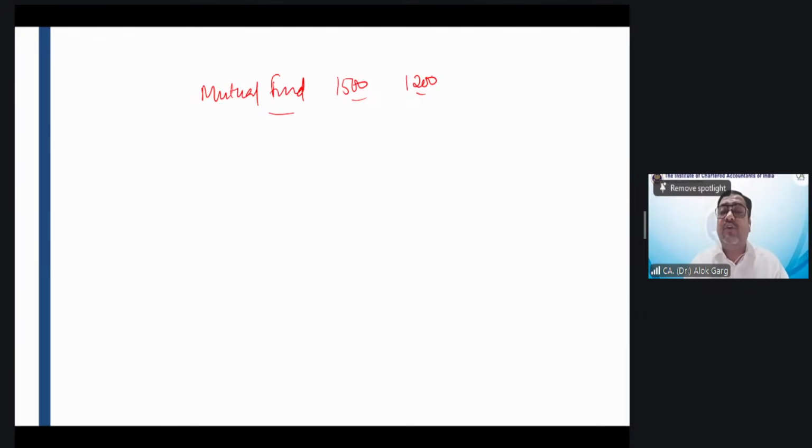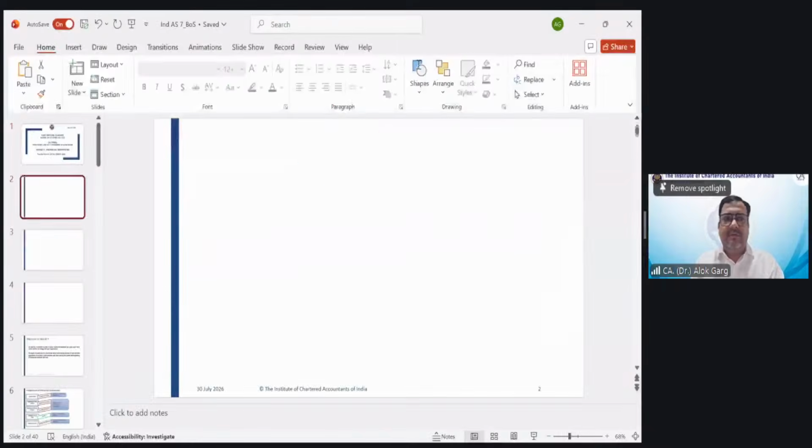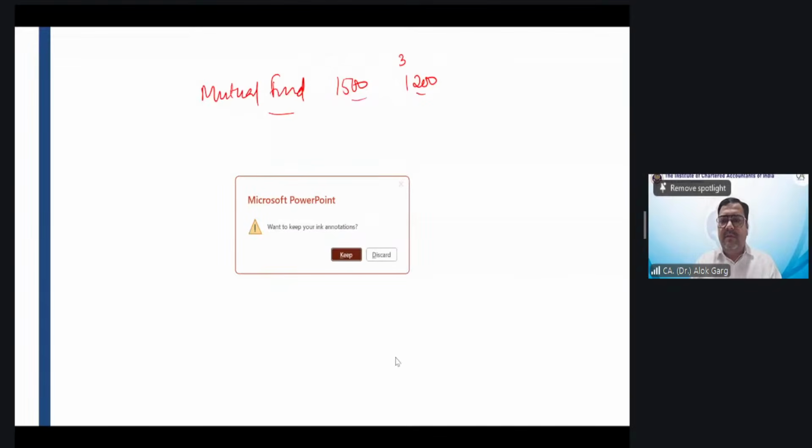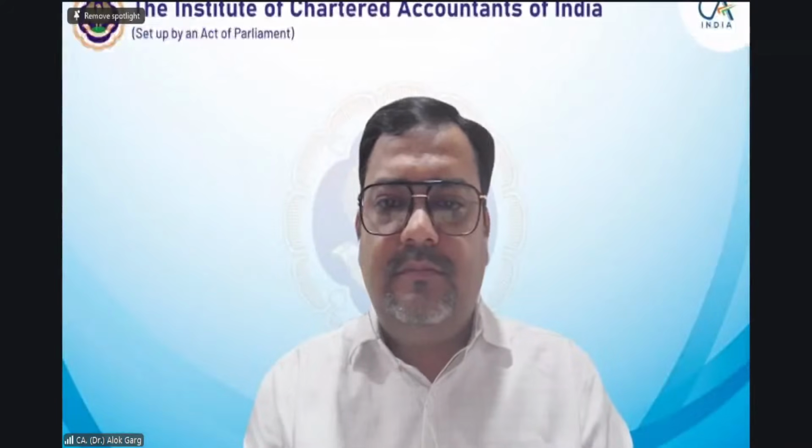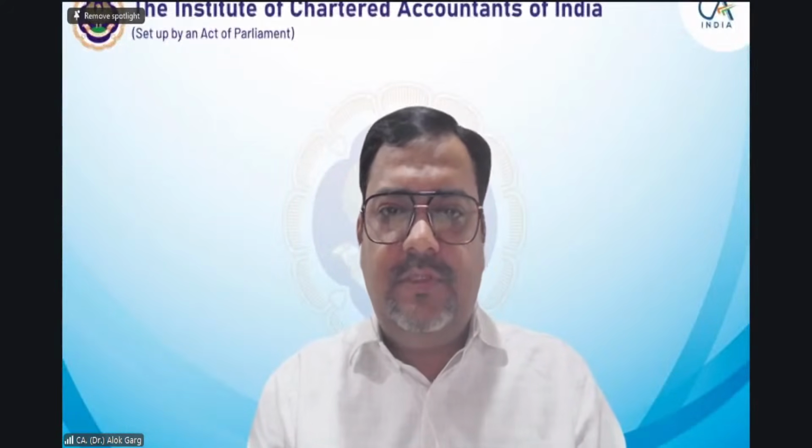In Ind AS, it has to be stated at fair value. Assuming the company has purchased an investment worth 1000 crores, and at the end of last year, which is 31st March 25, 31st March, just a minute.